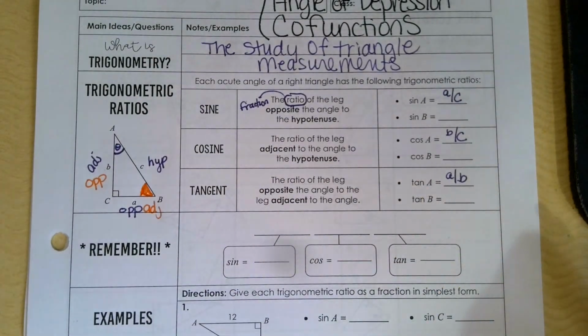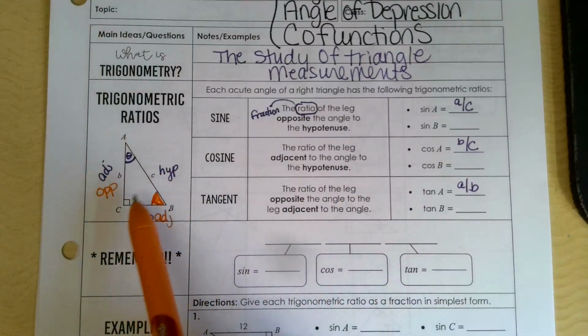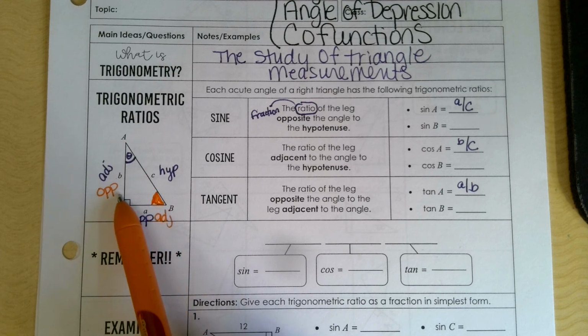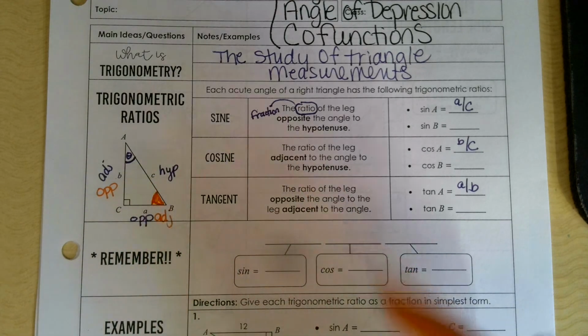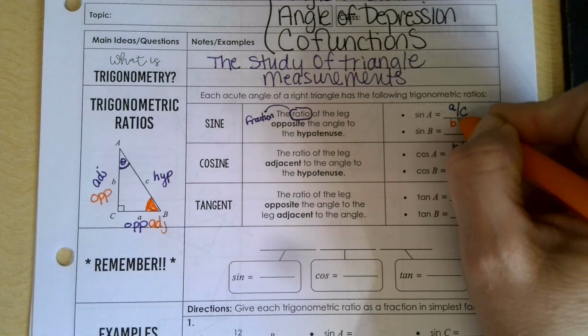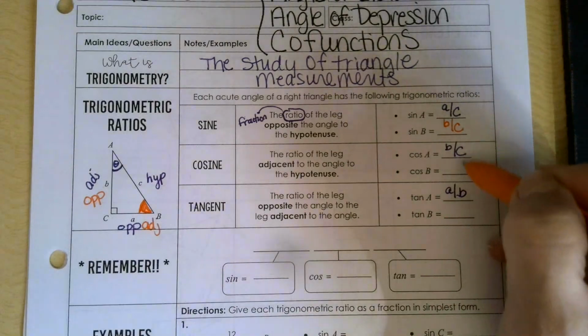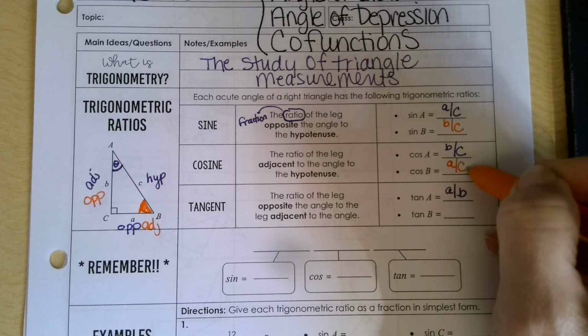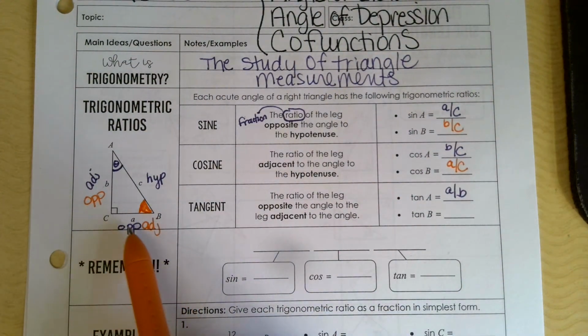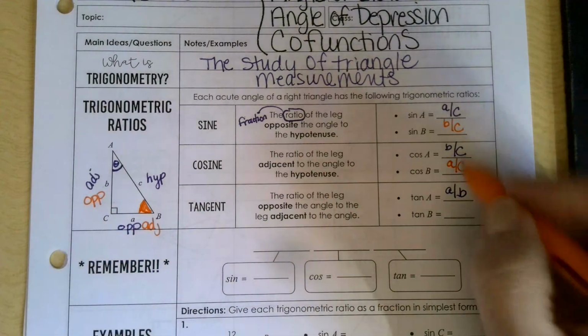Okay, so how that's going to change my ratios: sine is opposite over hypotenuse, that's B over C. Cosine is adjacent over hypotenuse, A over C. Tangent is opposite over adjacent, so that's B over A.